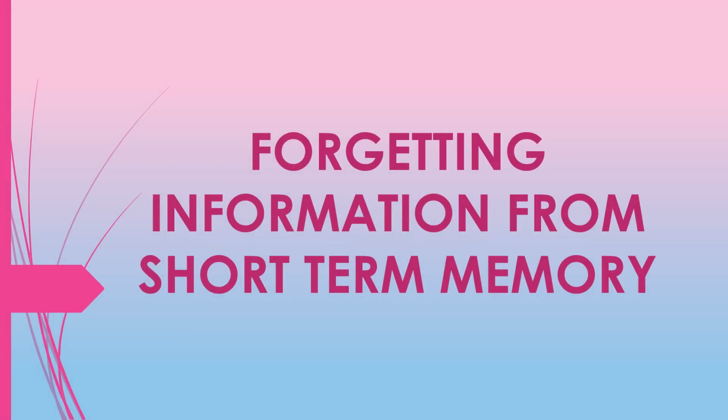Forgetting information from short-term memory. Forgetting. In a previous video, we have learned that it is the loss of information from the mind. It is a tricky thing to study. But psychologists have determined that this process occurs differently between the short-term and the long-term memory. In this video, we will see how forgetting of information happens in short-term memory.